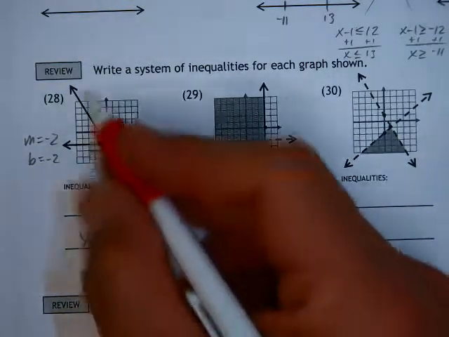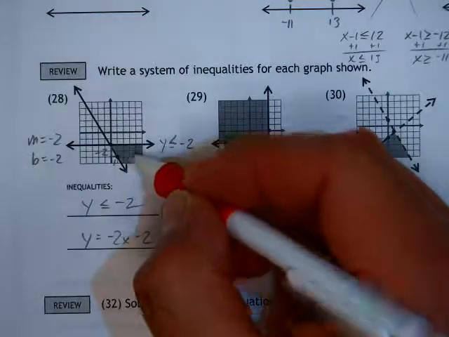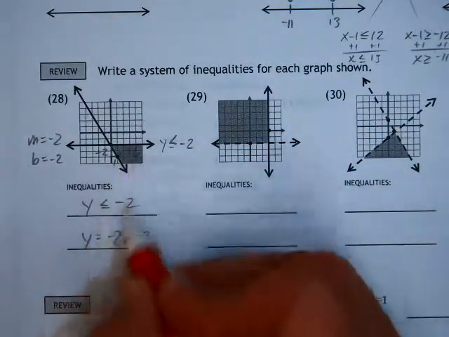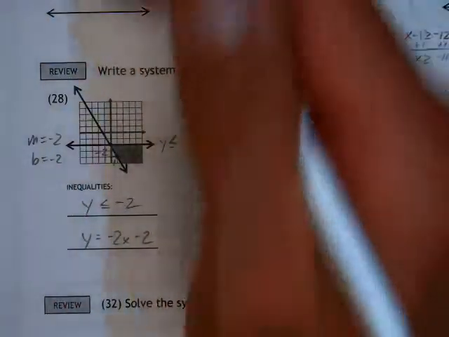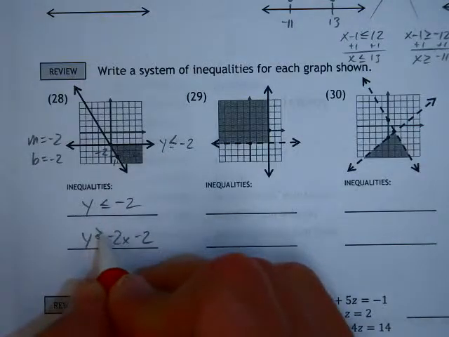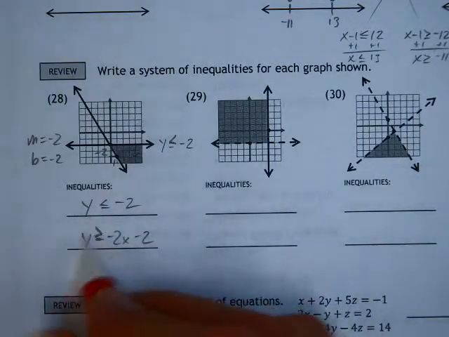Now I said "or equal to" again because it's a solid line, and it's shaded above. So you want to think about the fact that it's shaded above. Y is greater than means it's shaded above. Y is greater than that equation.